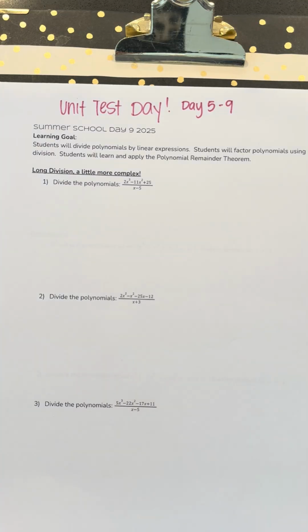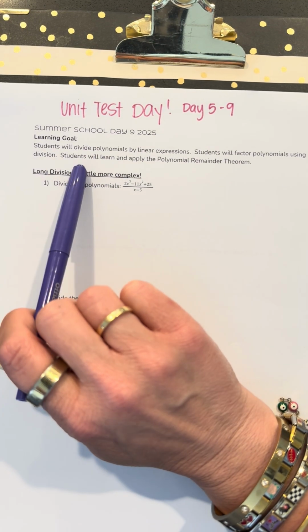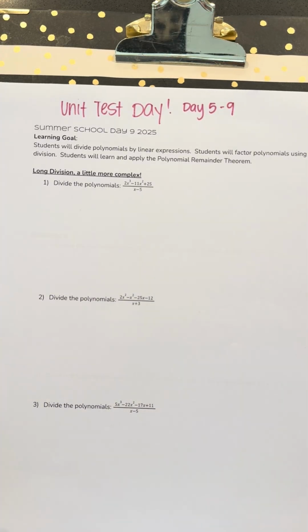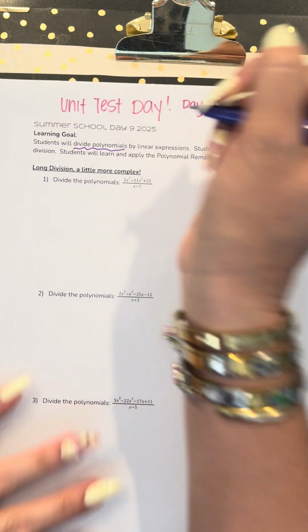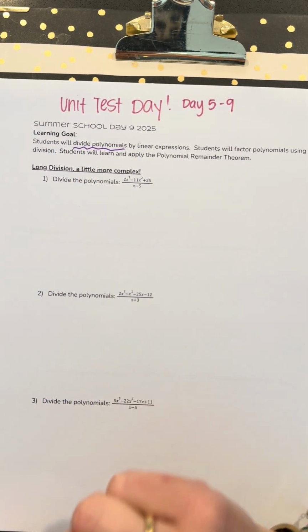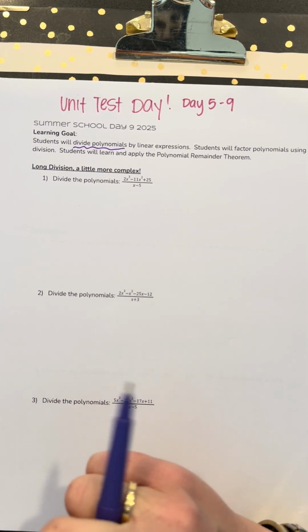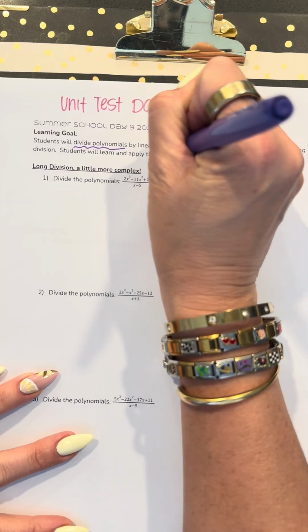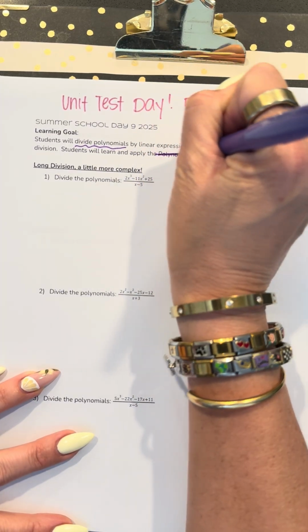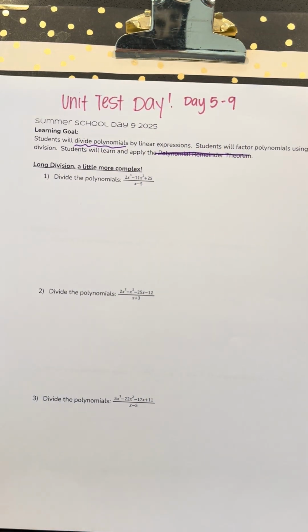What we're doing today, our learning targets are really the same. So our learning targets: students will divide polynomials. We already saw that. So we're still going to be using division, long division. Students will factor polynomials using division, and students will learn and apply the polynomial remainder theorem. We are actually going to scratch this one out. We are not going to do this today in order to give you time for your test.